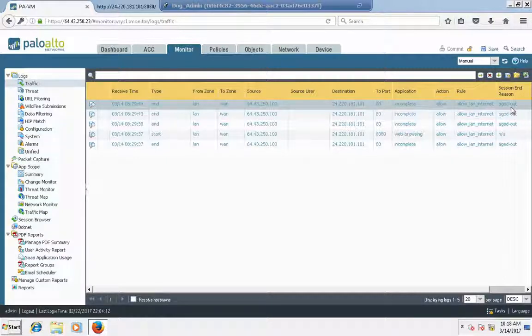When you think about it from the concept of just TCP, reason for session ending, if a session aged out, what does that mean? Somebody probably dropped the packet. Yeah, like the session didn't close down or something like that. Let me manually refresh this, see if we get something.